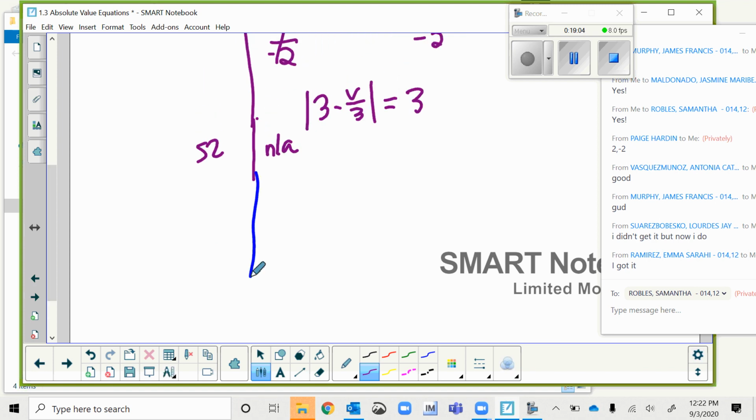I didn't change to blue. I don't know how I did that. I thought I was the boss of the smart notebook. So here's where we make our two equations. Now it's purple again. I don't know what's going on.